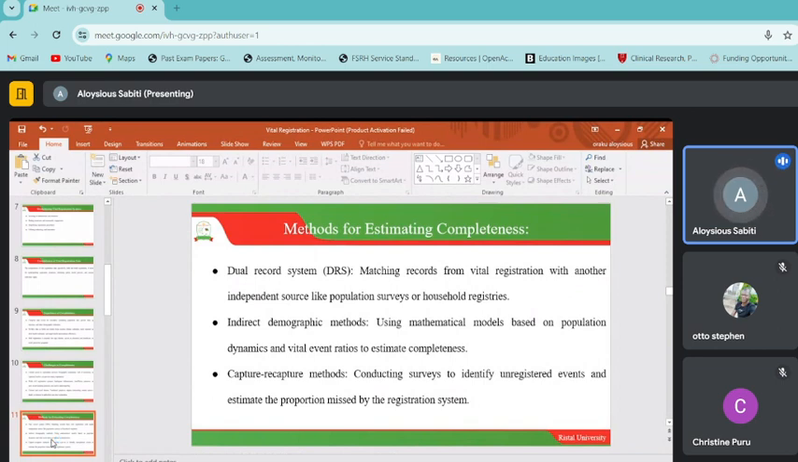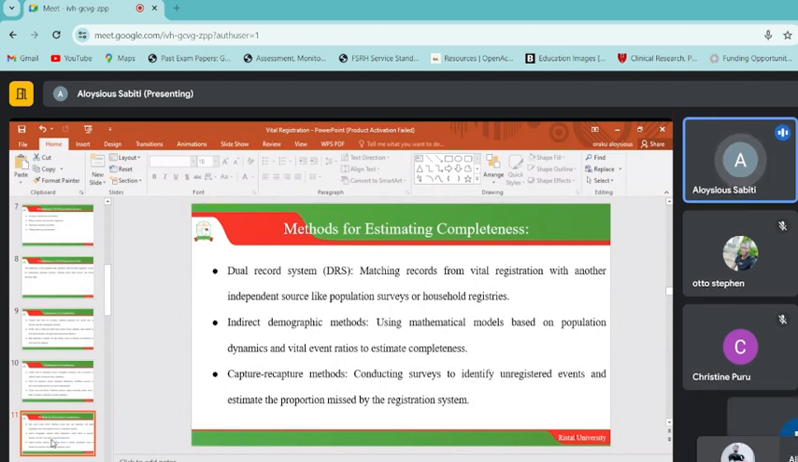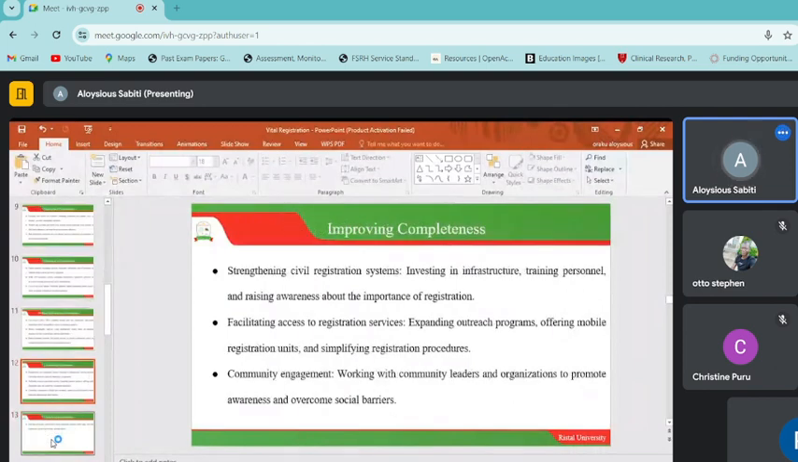But also we have indirect demographic methods using mathematical models based on population dynamics and vital events ratios to estimate completeness. So indirect demographic methods, these are mathematical models. Then we have the capture-recapture method, where conducting surveys to identify unregistered events and estimate the proportion missed by the registration system. So here you capture people, then you again go back and recapture those that probably missed, and that recapture method can help you identify where possibly there were gaps.